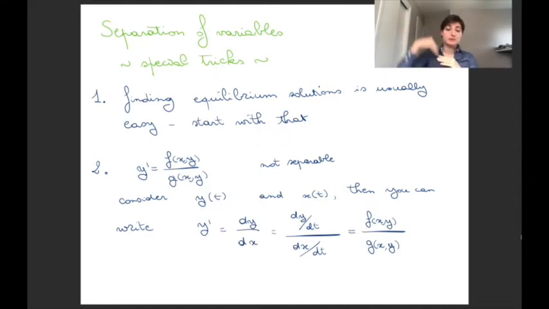Then we can divide both sides by dt, so we rewrite y prime as dy over dt, all of it over dx over dt. But we know that y prime is equal to the fraction between f and g, so we can write dy over dt divided by dx over dt equals f over g.